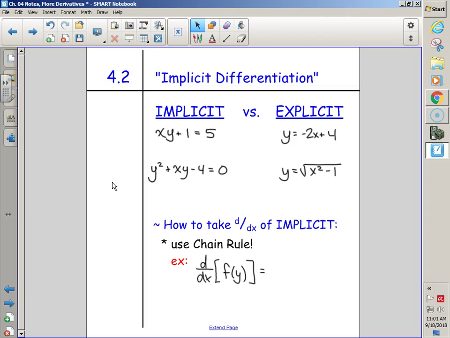Wouldn't explicit always be functions and implicit very possibly could not be? Why would it be easier to have a non-function implicitly defined versus explicitly defined? What am I talking about? Yeah, it does look nicer instead of having a square root and stuff, but why are these almost always going to be functions and these very commonly not functions? How would we know whether or not these are actual functions or not? Yeah, but graphing, you're going to have to get y by itself.